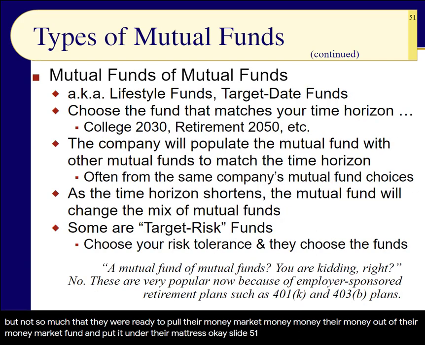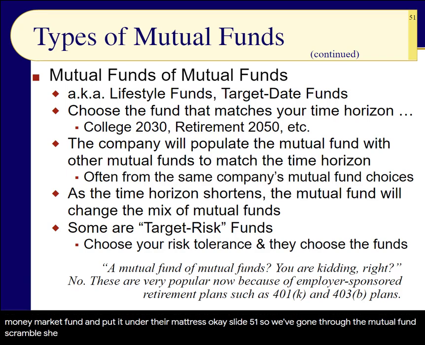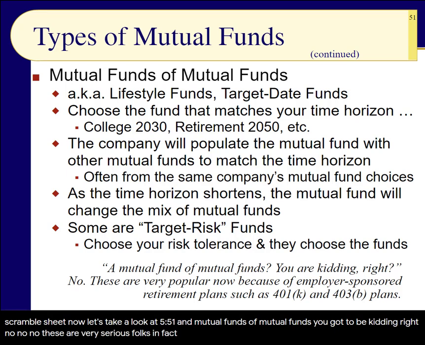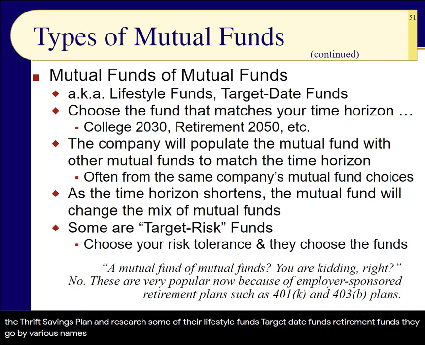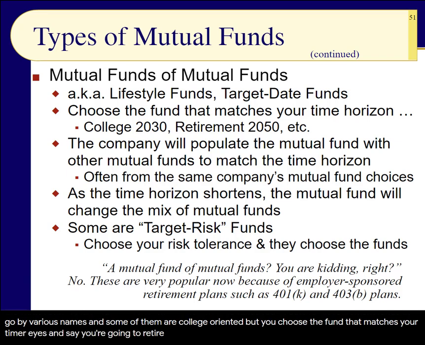Okay, slide 51. So we've gone through the mutual fund scramble sheet. Now let's take a look at slide 51 and mutual funds of mutual funds. You got to be kidding, right? No. These are very serious, folks. In fact, this is one of your assignments: is to take a look at the thrift savings plan and research some of their lifestyle funds, target date funds, retirement funds. They go by various names, and some of them are college oriented. But you choose the fund that matches your time horizon. Say you're going to retire in 2050 or 2060 or 2030. You choose that mutual fund.